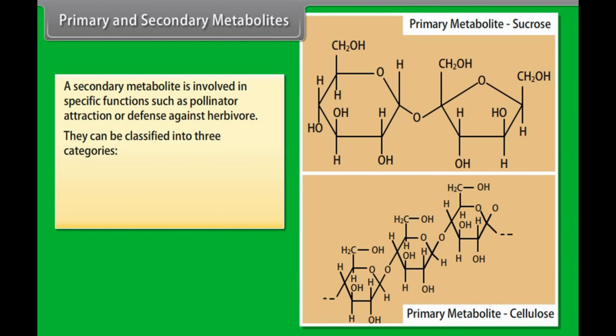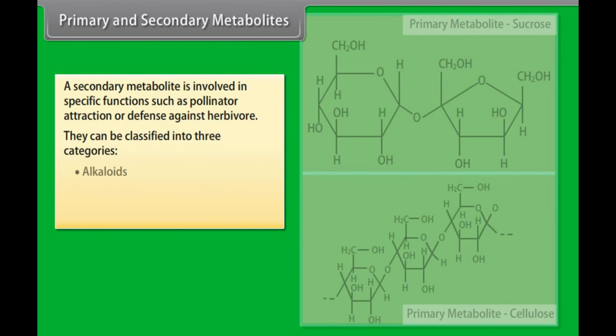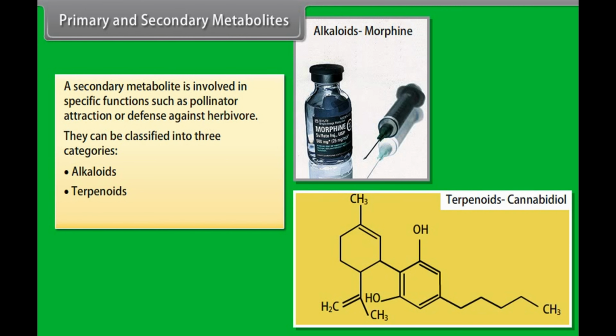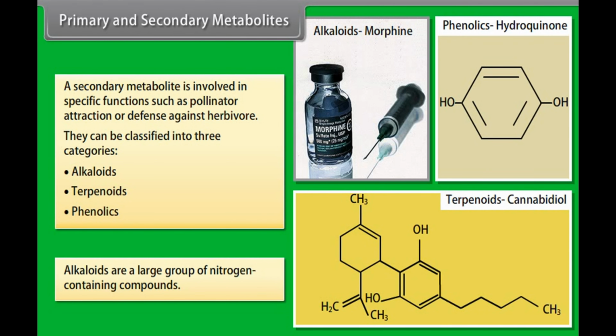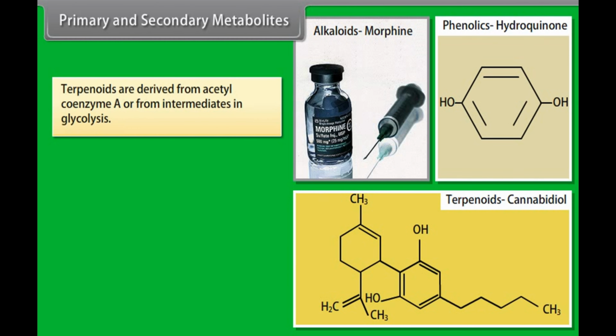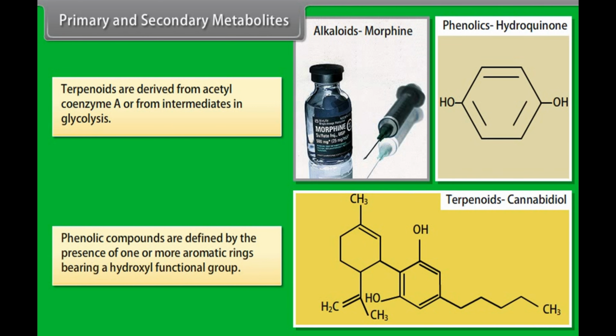They can be classified into three categories: alkaloids, terpenoids, phenolics. Alkaloids are a large group of nitrogen-containing compounds. Terpenoids are derived from acetyl coenzyme A or from intermediates in glycolysis. Phenolic compounds are defined by the presence of one or more aromatic rings bearing a hydroxyl functional group.